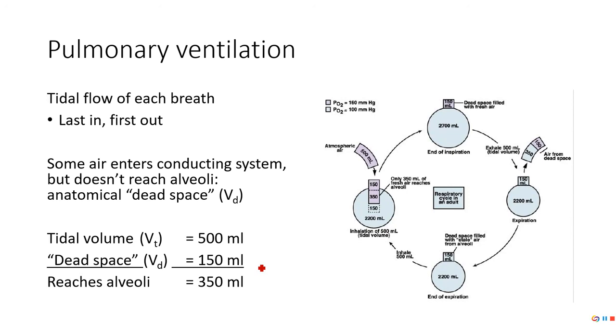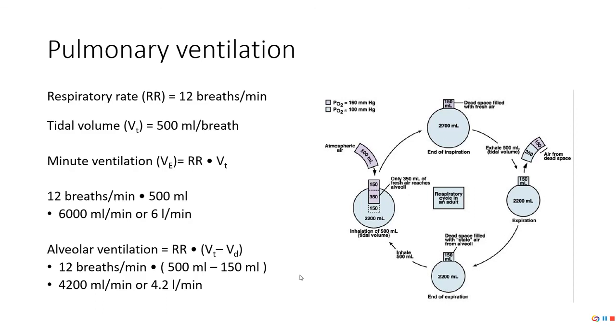And it doesn't matter if you're breathing 500 mils or if you're breathing 2,000 mils. So let's just say that you're breathing 2,000 mils per breath, and that's a big breath, but it can happen. Okay, so then dead space would be 150. So then you would say that 1,850 mils of that breath is undergoing gas exchange. Okay, and this will help us calculate what's called alveolar ventilation.